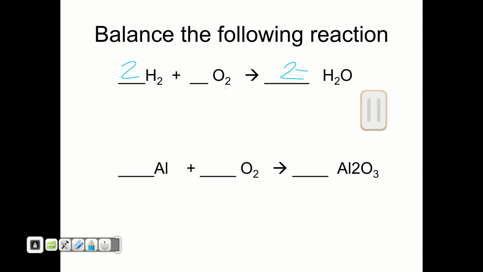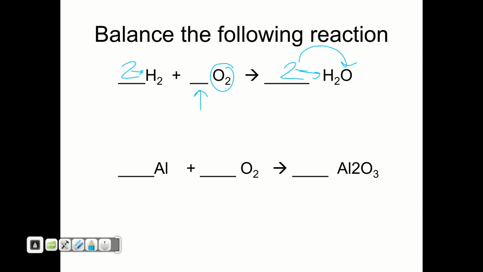Let's check my work. Can I reduce it? No. If there's a coefficient of 1 in your answer, when it's all balanced, it's definitely lowest ratio. But let's double check anyway. 4, 4, 2, 2. 2 times 1 is 2.